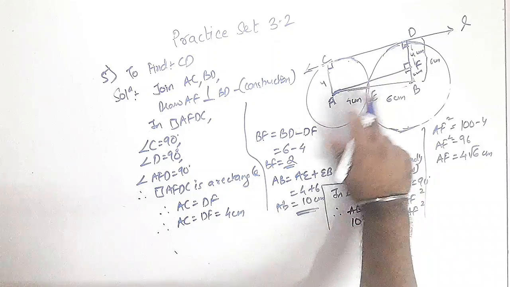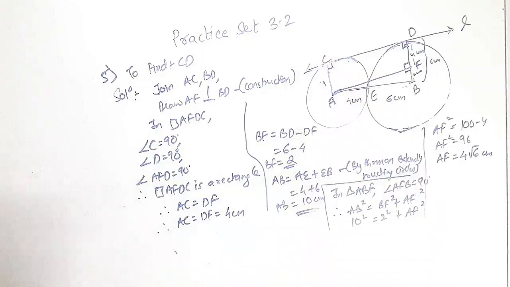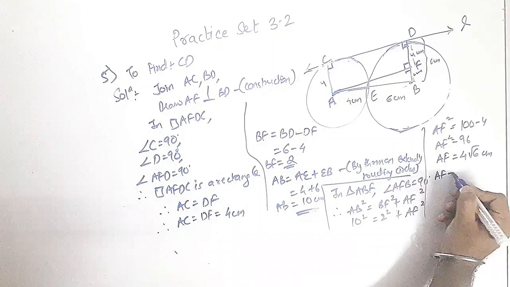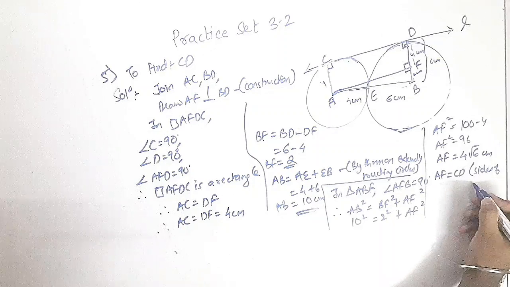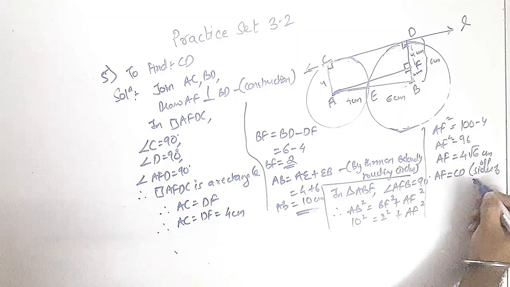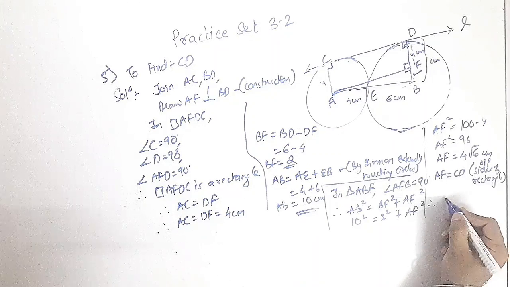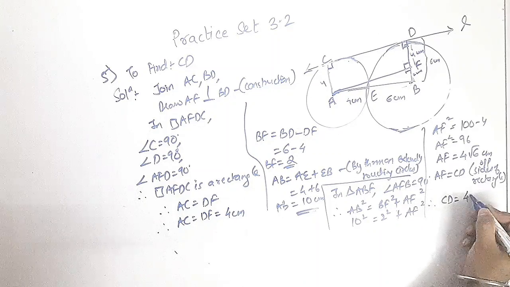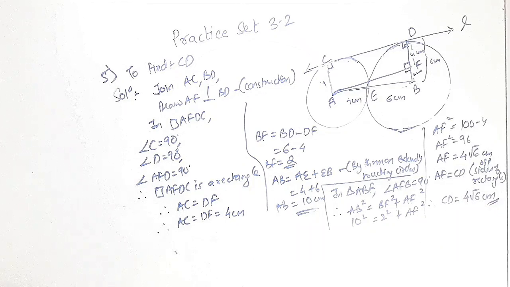But we are not asked to find AF, we are asked to find CD. So can we write AF is equal to CD? Yes, they are opposite sides of rectangle. Therefore CD is equal to 4 root 6 centimeter. Correct? So this is how we'll find CD.